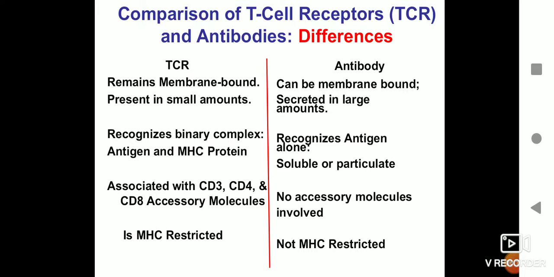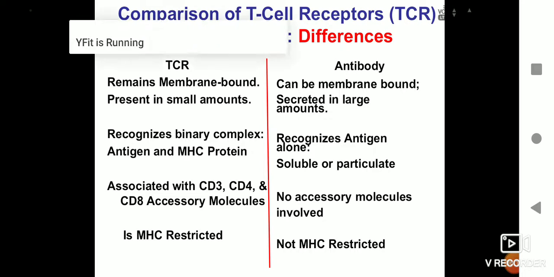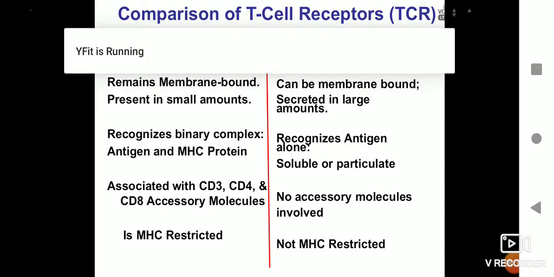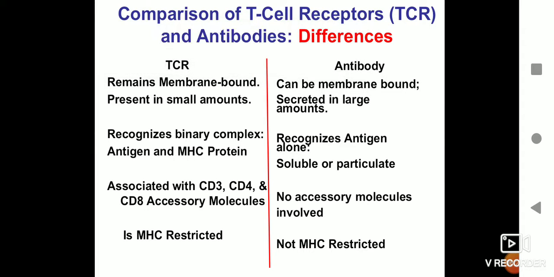Whereas a BCR does not require MHC to present an antigen to it. It can directly recognize an antigen and bind to it, and it can recognize and bind to both soluble as well as particulate antigens. This is the second difference.